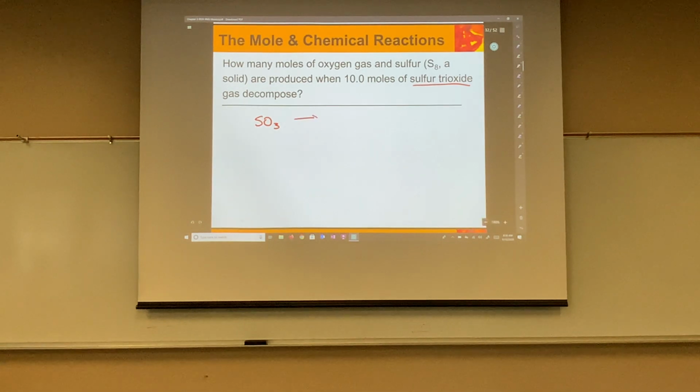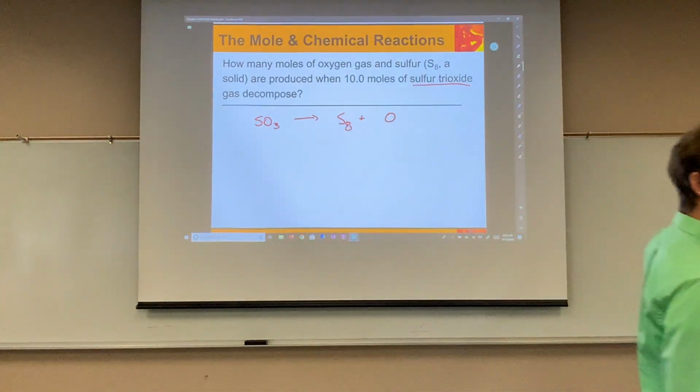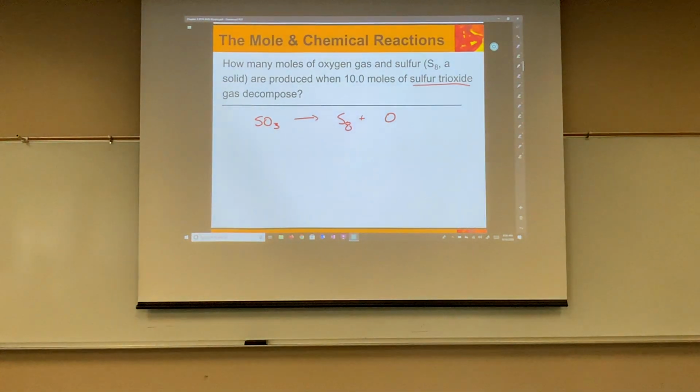So SO3 goes to make sulfur, and I tell you it's S8, and oxygen gas, O2. Hang on, right? What's wrong with this? Oxygen is a special one. What do you mean it's special? It's one of our diatomics, right?